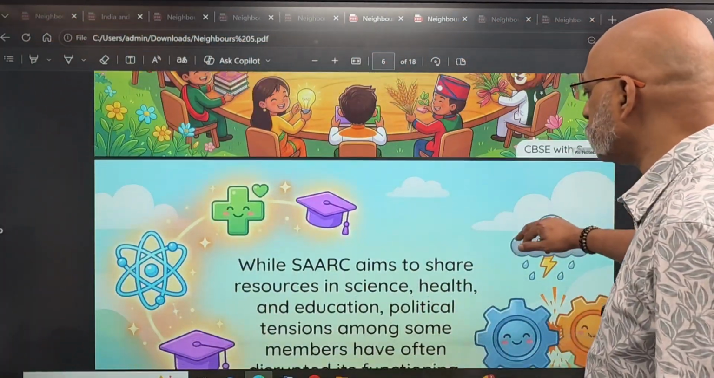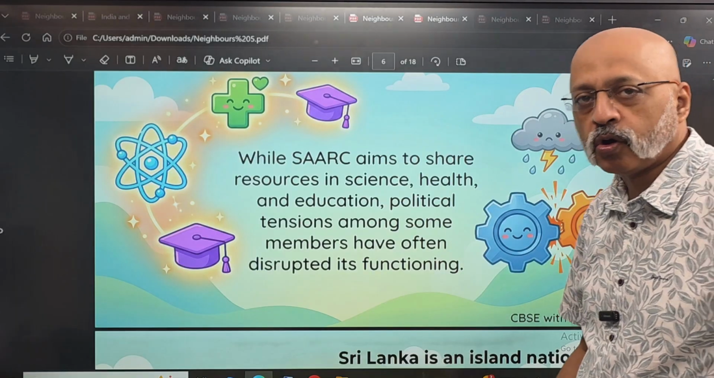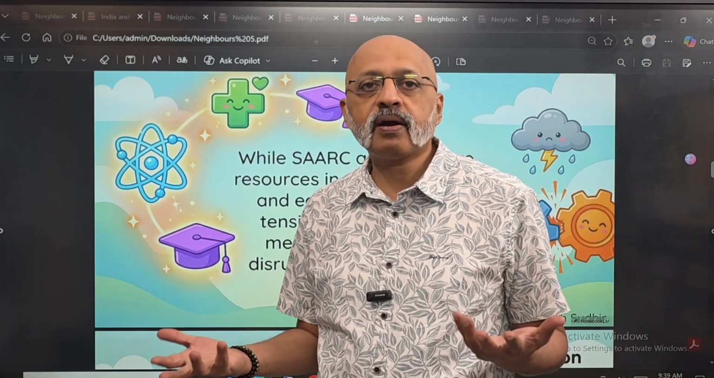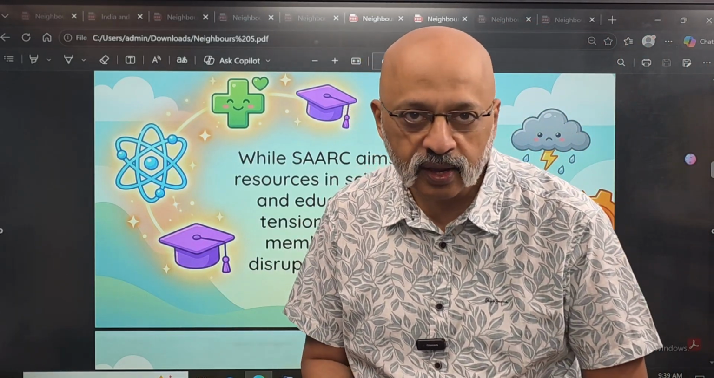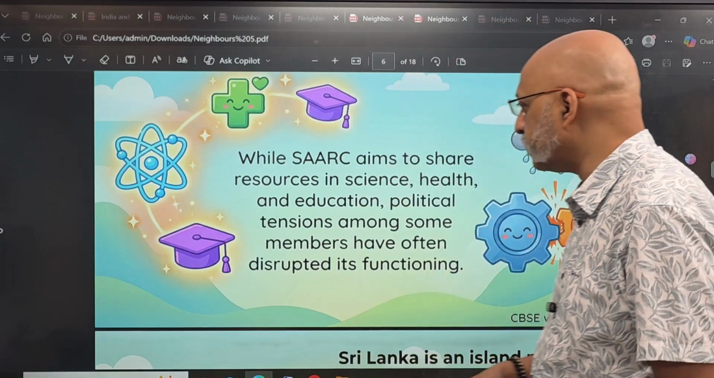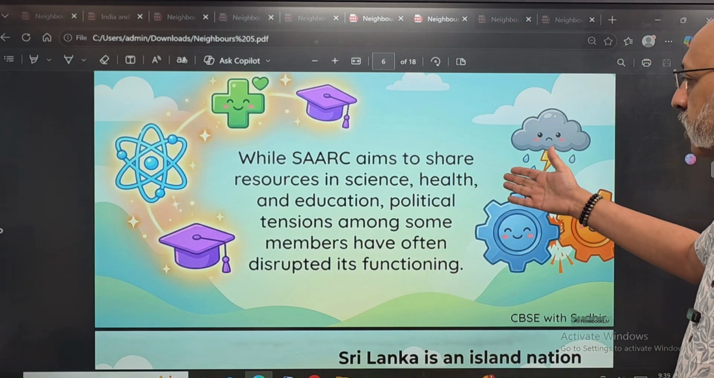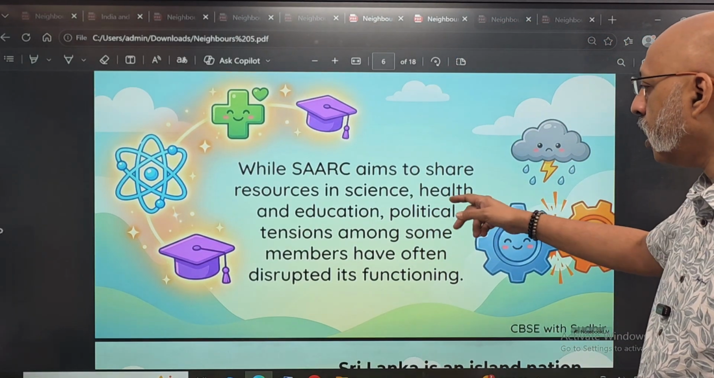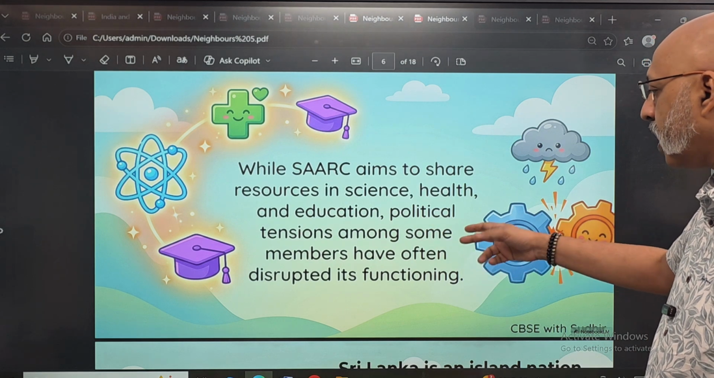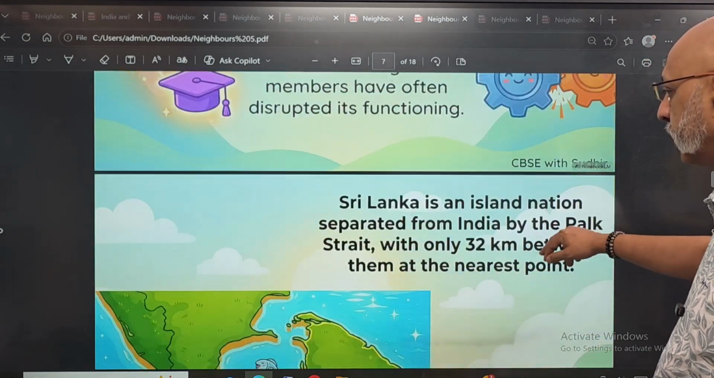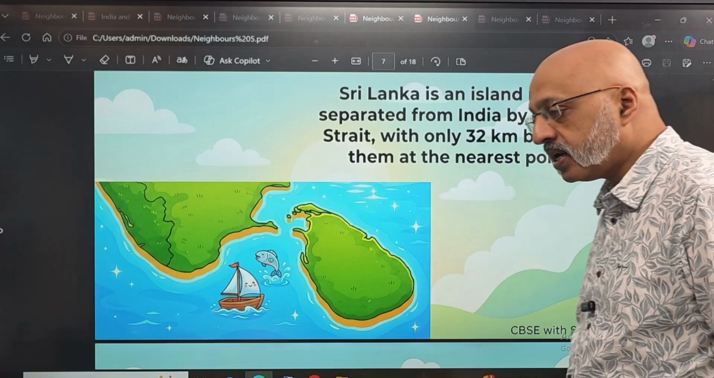But SAARC is no longer a very vibrant body mainly because the two big countries, India and Pakistan, have not had very good relations in recent years. So while SAARC aims to share resources in science, health, and education, political tensions among some members have often disrupted its functioning. Then let's move to Sri Lanka.